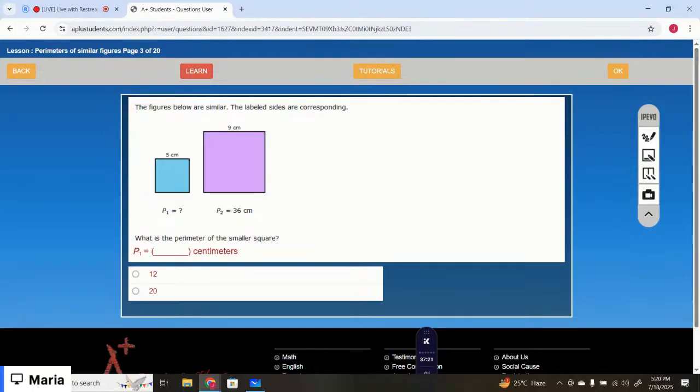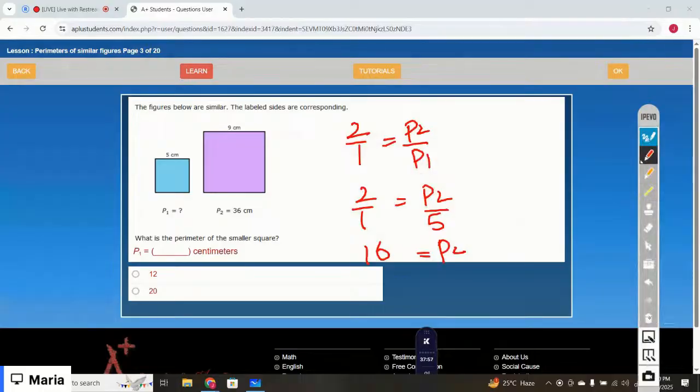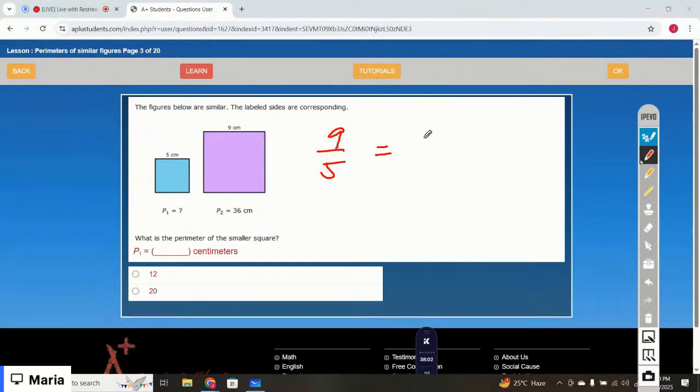The figures below are similar. The labeled sides are corresponding. That is 9 over 5 equals P2 over P1. 9 over 5 equals 36 over P1. P1 equals 20. The correct option is 20.